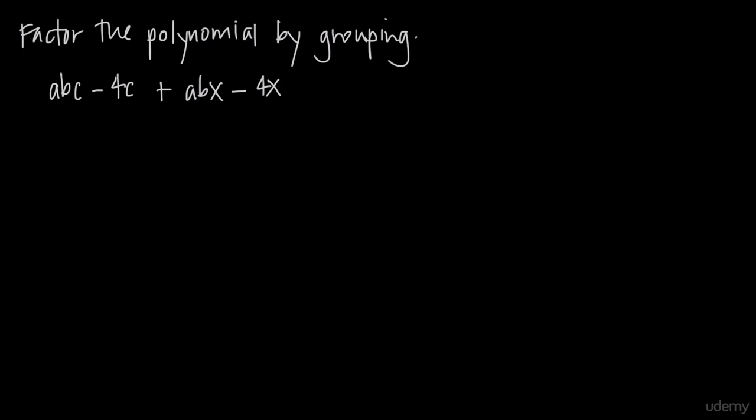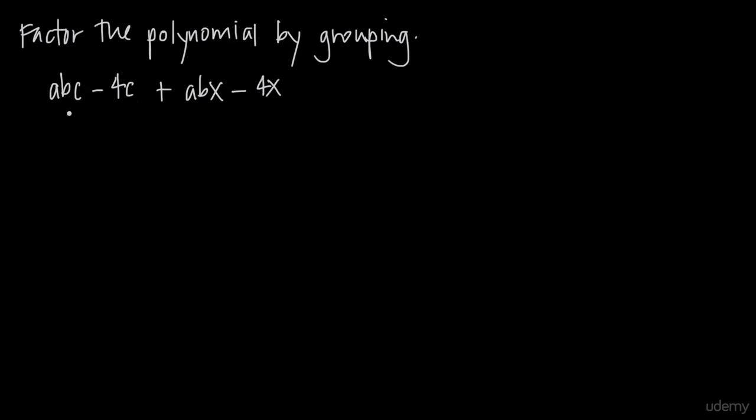In this video, we're talking about how to factor a polynomial using grouping. And we call it grouping because we're going to group together terms that have something in common before we factor out that common value. So in this example, we have the polynomial abc minus 4c plus abx minus 4x.